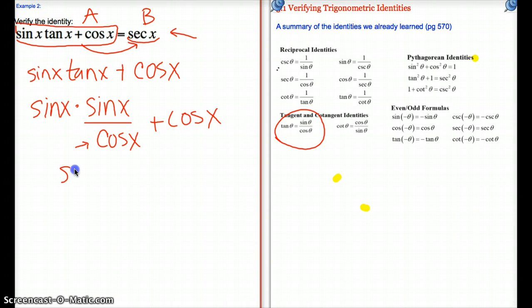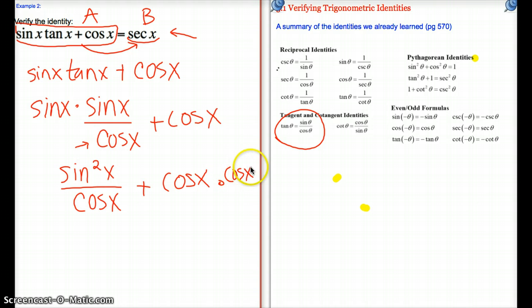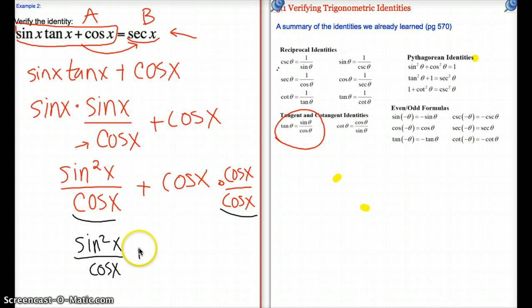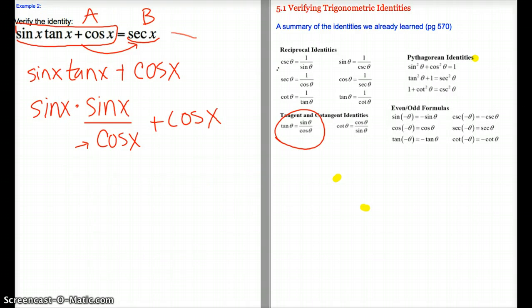let's simplify this fraction. So we know this is sine squared of x over cosine of x plus cosine of x. I'm going to convert cosine of x to a fraction with the same denominator by multiplying it on top and bottom by cosine of x. My common denominator is cosine of x, and then I'll be able to add these two fractions. So we're getting one single term then. So this will just copy down. Nothing's changing on the left. But on the right, I'm going to have cosine squared of x over cosine of x.